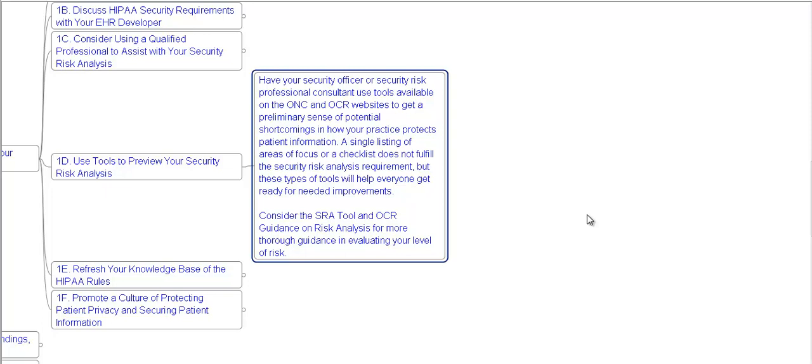A single listing of areas of focus or a checklist does not fulfill the security risk analysis requirement, but these types of tools will help everyone get ready for needed improvement. Consider the SRA tool and OCR guidance on risk analysis for more thorough guidelines in evaluating your level of risk.